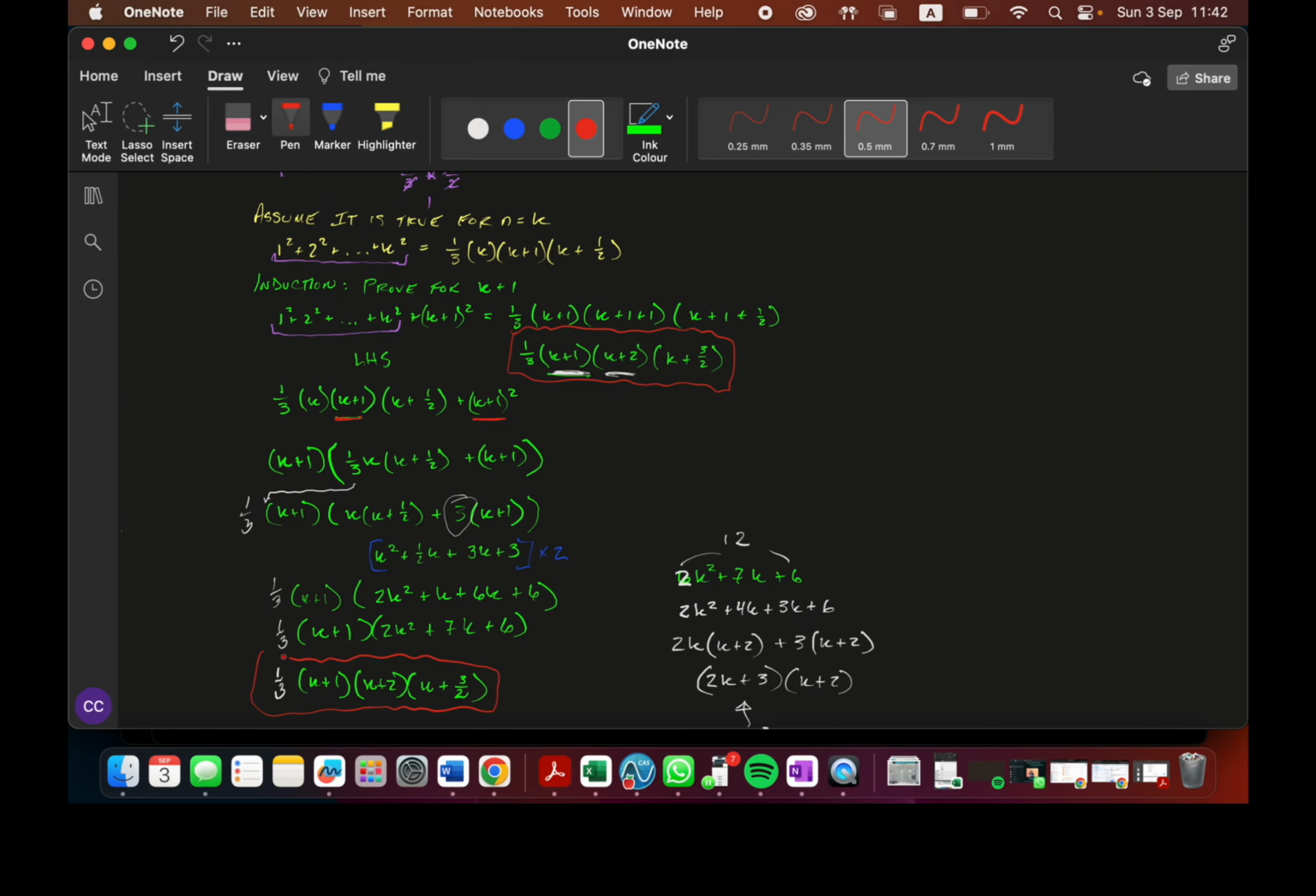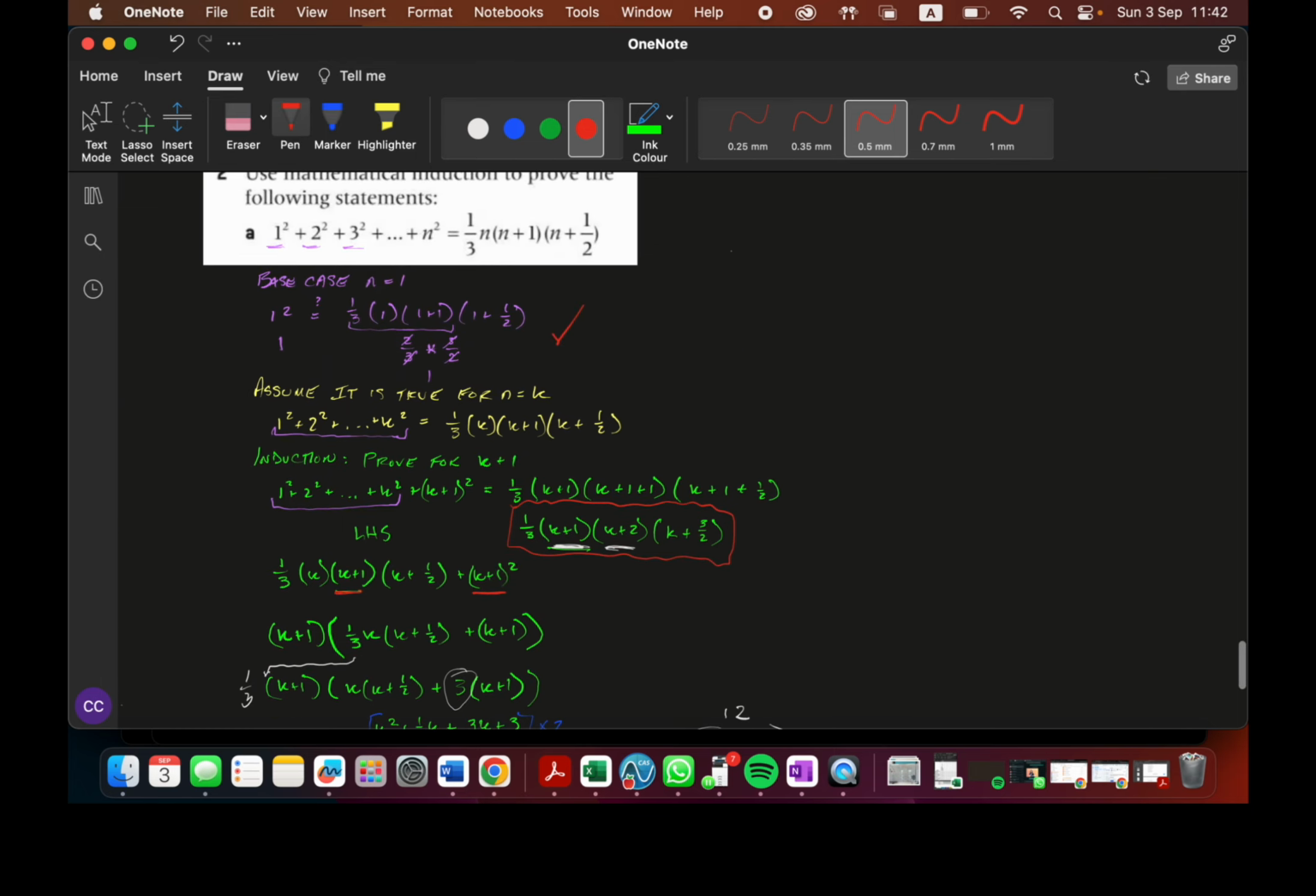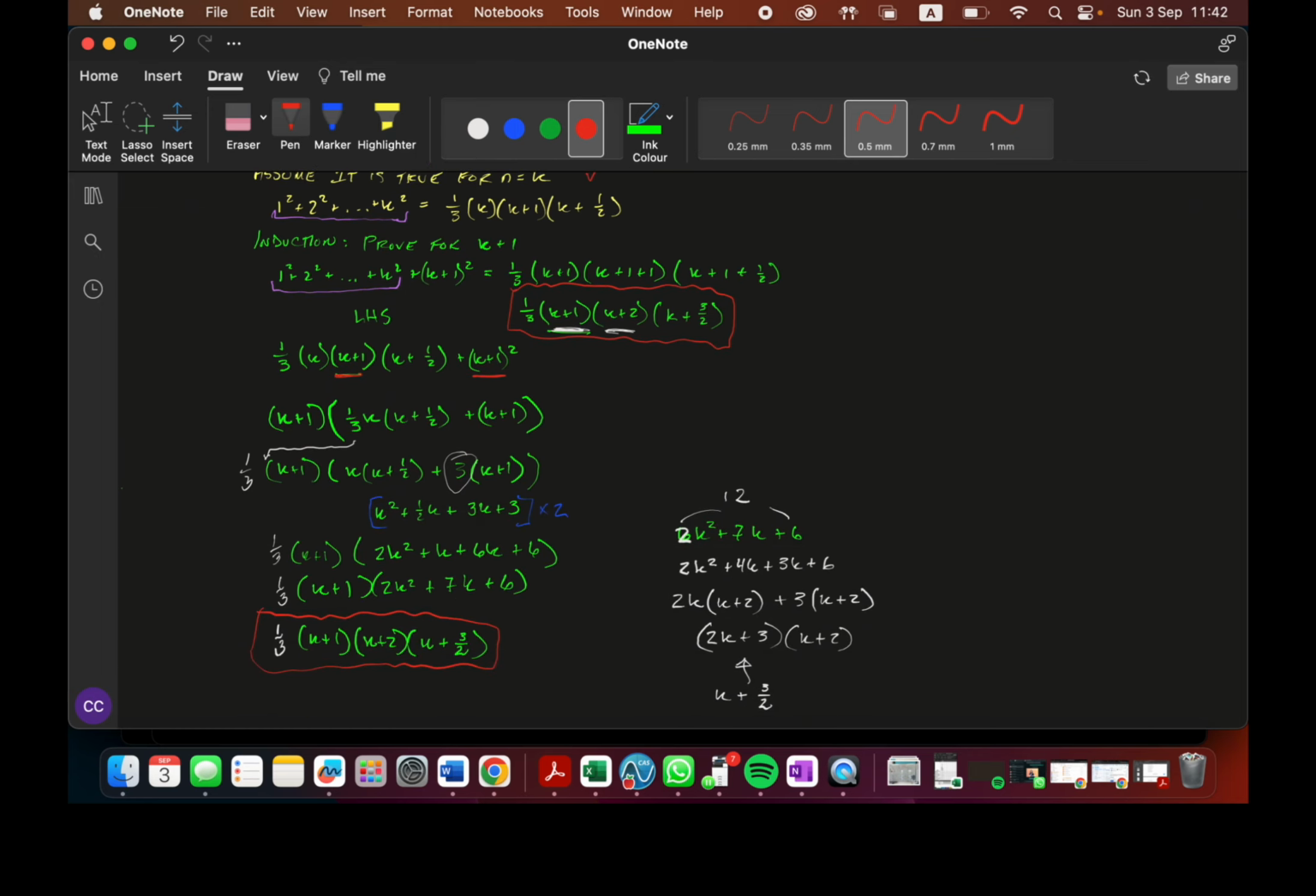So, because my base case is true, and when I assume that it works for k, I'm able to show that it works for k plus 1, therefore this works for all values. Man, that was fun. I hope you found that useful.